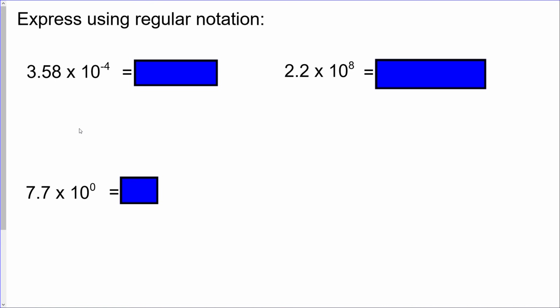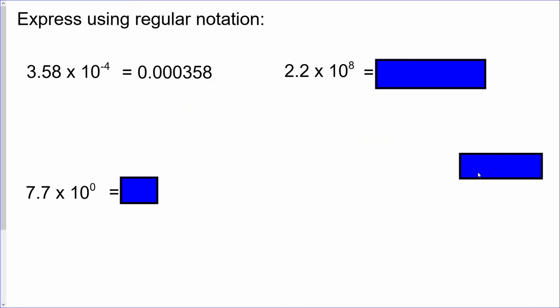Okay, so this is going the opposite way, so take a moment and express these using regular notation. So you're just giving a regular number. So this one, it's 10 to the negative 4, so remember we should be getting a smaller number here. So you move the decimal place, 1, 2, 3, 4, and fill it in with zeros, and you end up with 0.0000358. And just to double check, if I move the decimal place 1, 2, 3, 4 back, I get to 3.58. So that's what we should have.